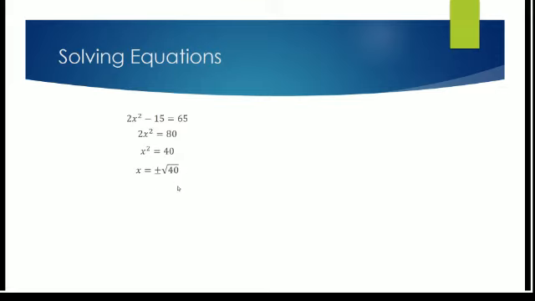This right here is not a nice answer, like it's not a whole number, but I can simplify it because 40 is 4 times 10, and 4 is a square. So the square root of 4 is 2, and then the 10 has to stay behind. So plus or minus 2 square roots of 10. And that's my solution. Notice with a plus or minus, that's 2 solutions: one that's positive 2 square roots of 10, and one that's negative 2 square roots of 10. And those are my 2 answers.